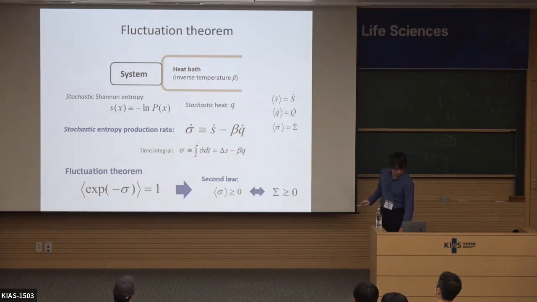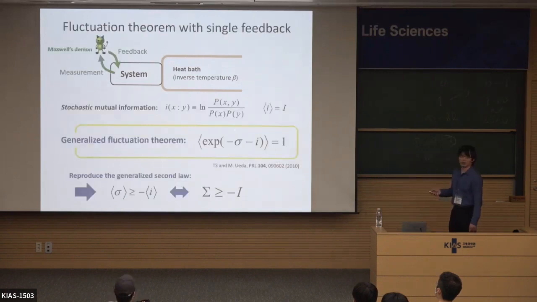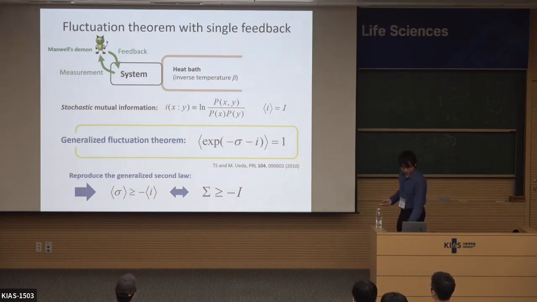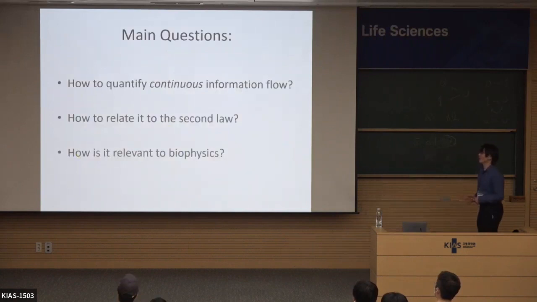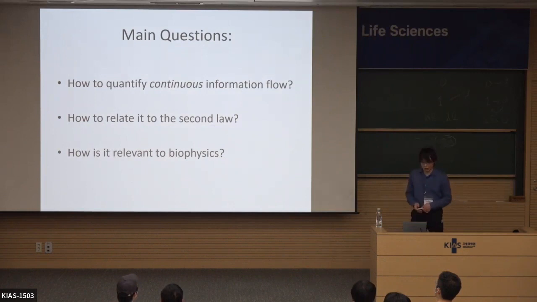So if we introduce the concept of stochastic mutual information, and include it in the ensemble average, then we have the fluctuation theorem with the mutual information modification in the presence of Maxwell's demon. Now, what we want to do is quantify continuous information flow instead of the snapshot mutual information, relate it to the second law, and see how it is relevant to biophysics. This is the topic of the remaining talk.